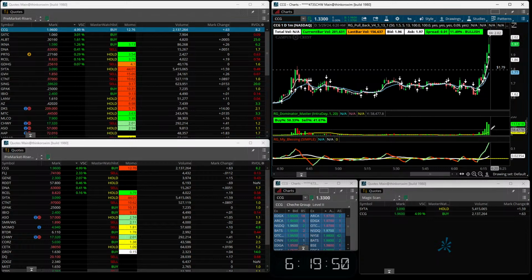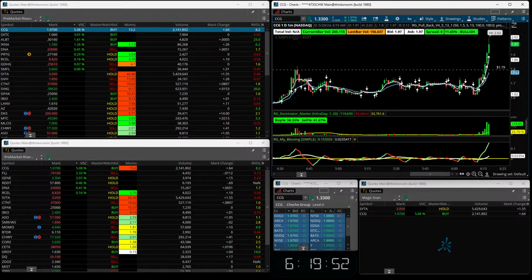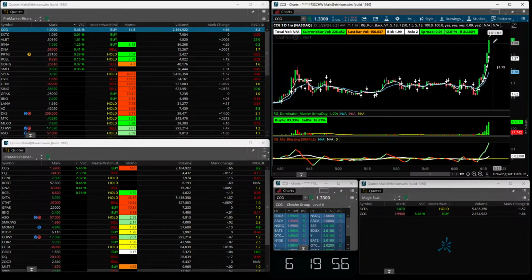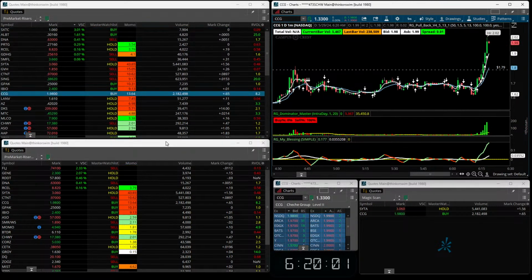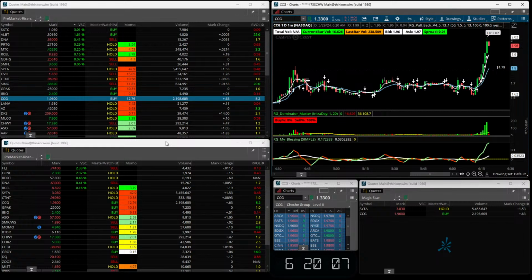Tall wick on the top. That's never a good sign. Right up here is a tall wick. It keeps forming and filling back up. Looks like a red candle coming in from profit takers. So if you're in profit, you should be taking some at this point.